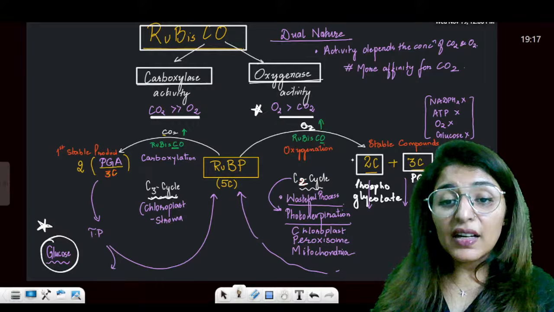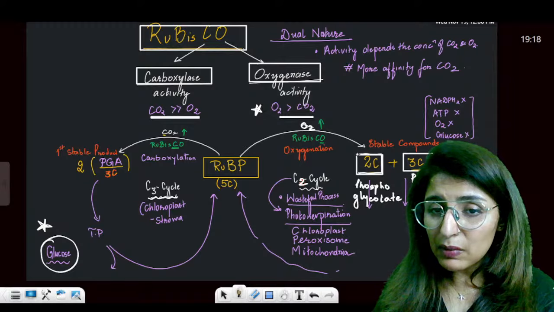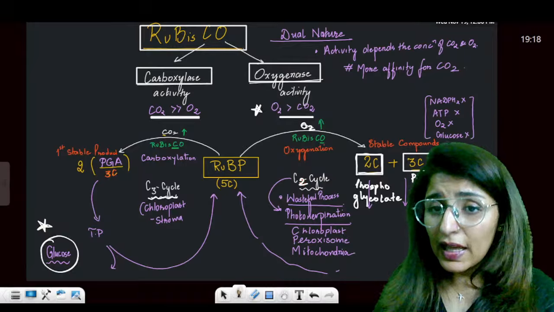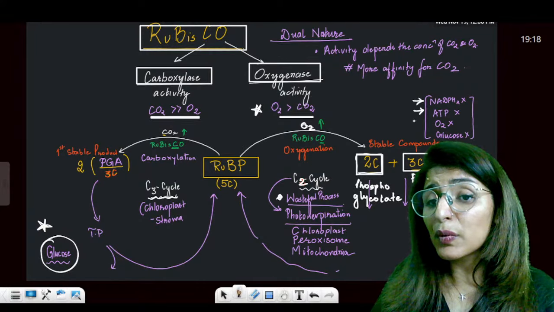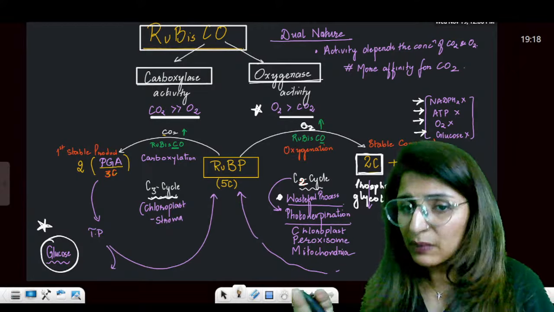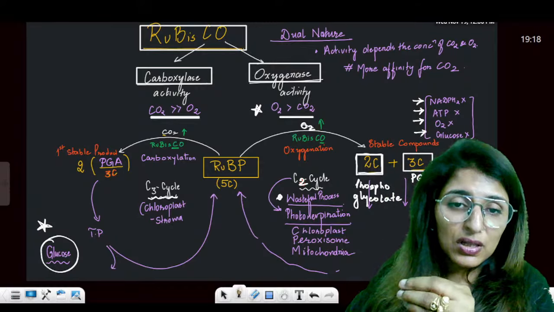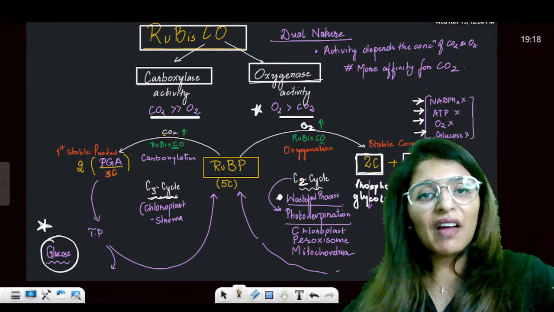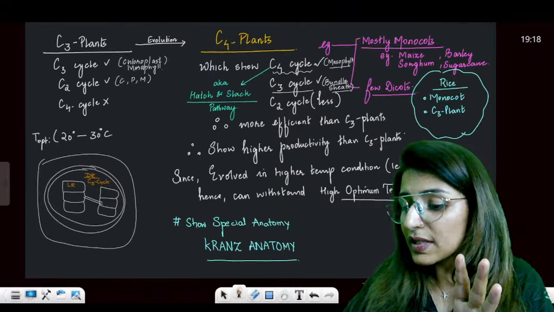That is why we call it a C2 cycle, because a 2-carbon compound is being produced here, which is phosphoglycolate. And it is a wasteful process because there is no useful product being produced. No glucose, no ATP, no NADPH. Instead, it wastes our resources. The same RuBP which could have added CO2 is now adding oxygen and giving us nothing. Are these points clear to everyone?